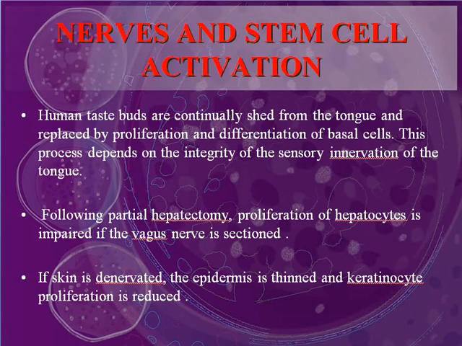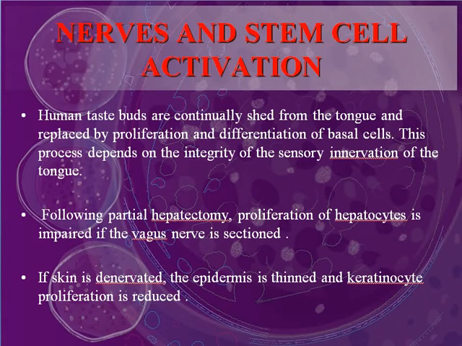So, nerves and stem cell activation. See, human taste buds are continually shed from the tongue and replaced by the proliferation and differentiation of the basal cells. This process depends on the integrity of the sensory innervation of the tongue. So there is a connection between the nerves and the stem cell activation.